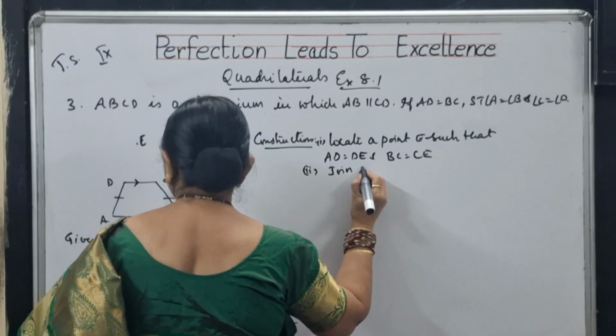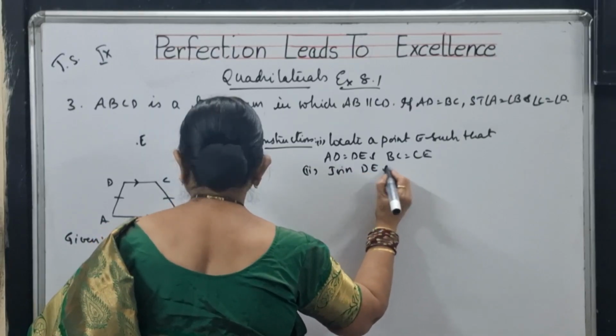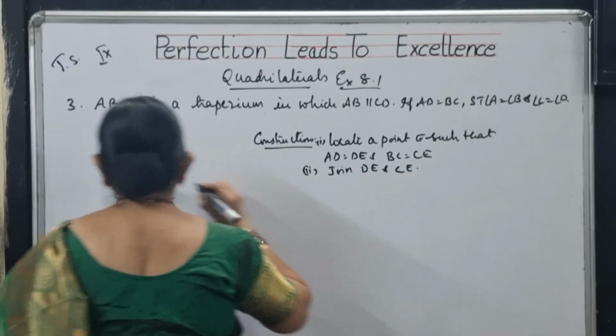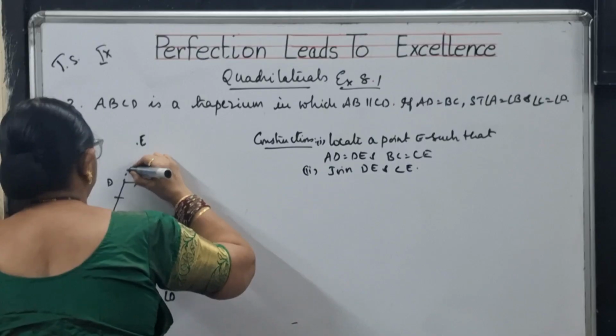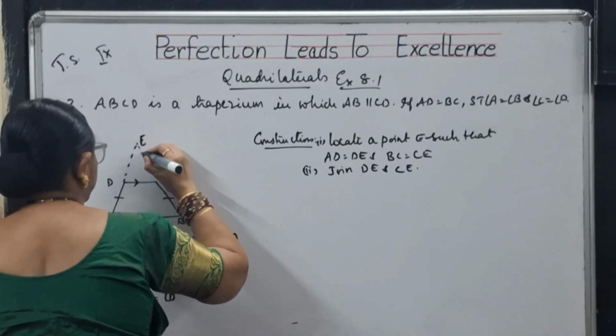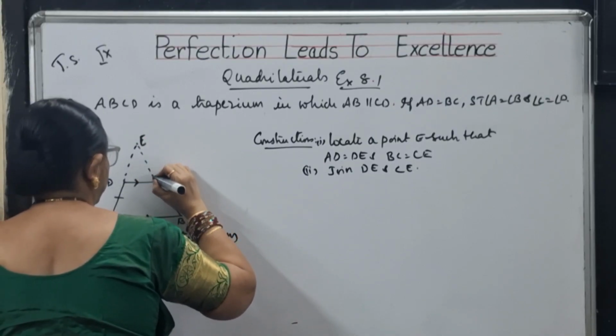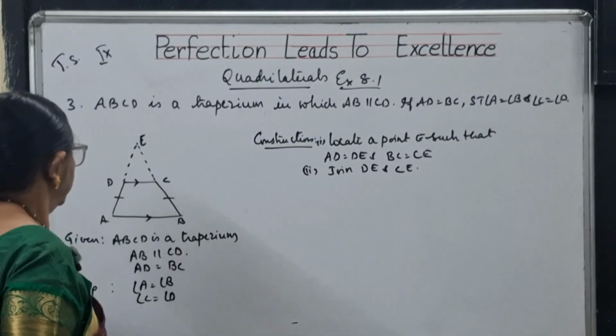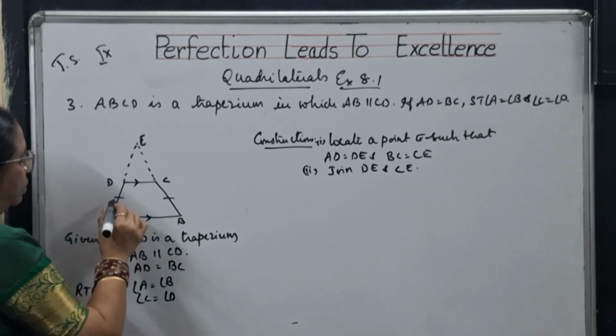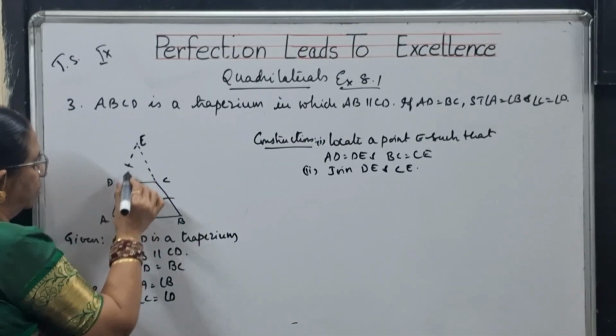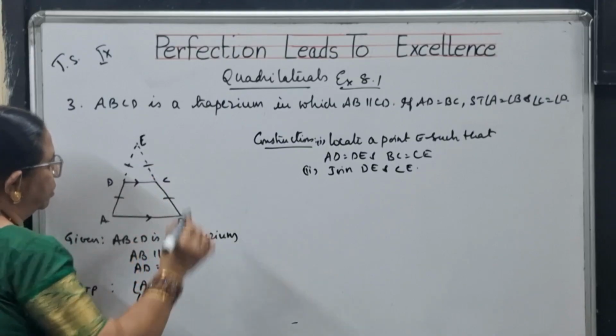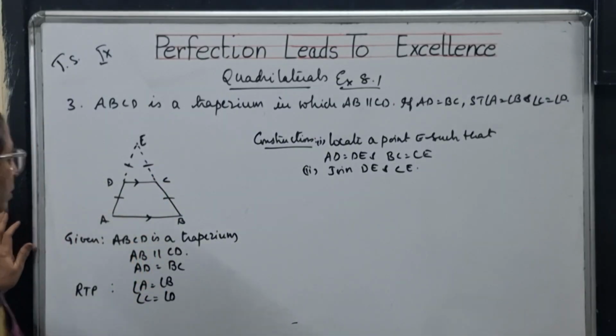join DE and CE. You have to join DE and CE. So what is happening, children? This is AD is equal to DE, BC is equal to CE. Now proof.